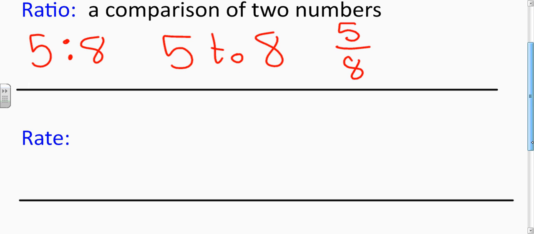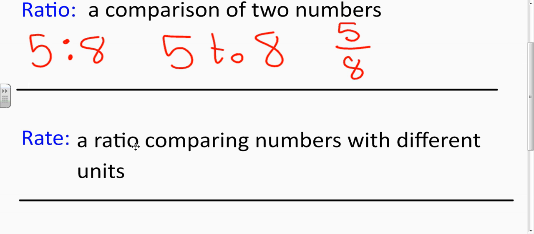A rate is a ratio comparing numbers with different units. So if I wanted to write a ratio, I could do something like 5 pounds for $8 or something like that. So I'm comparing different units. I'm comparing pounds and dollars. Those are the different units.